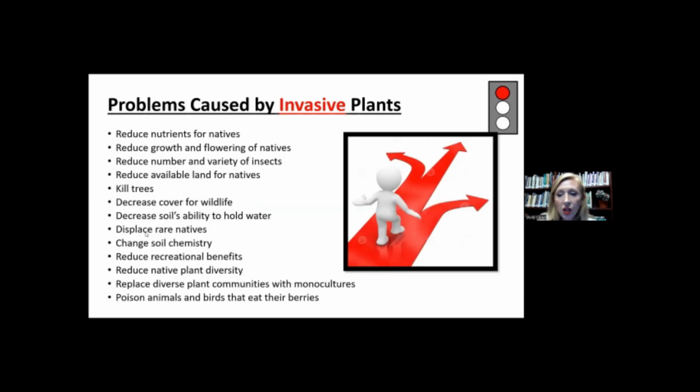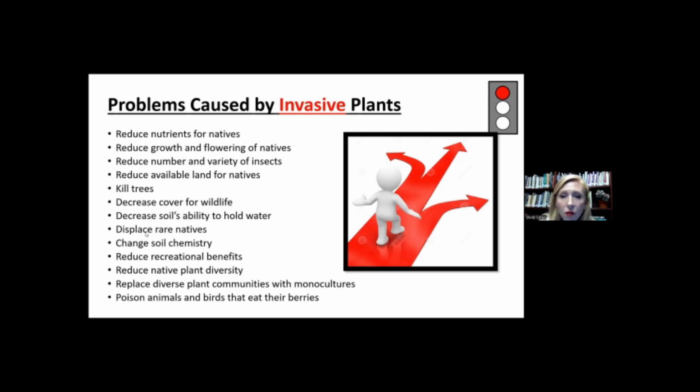So here's a lengthy list of problems caused by invasive plants. By growing very vigorously, they reduce nutrients for native species. They cover over native plants, reducing their growth and flowering. This is the cost of that missed opportunity by planting this instead of native plants. Invasive plants dramatically reduce the number and variety of insects, crucial for the health of all plants, as well as birds and butterflies. They alter native plant succession by reducing available land for natives to grow and multiply.